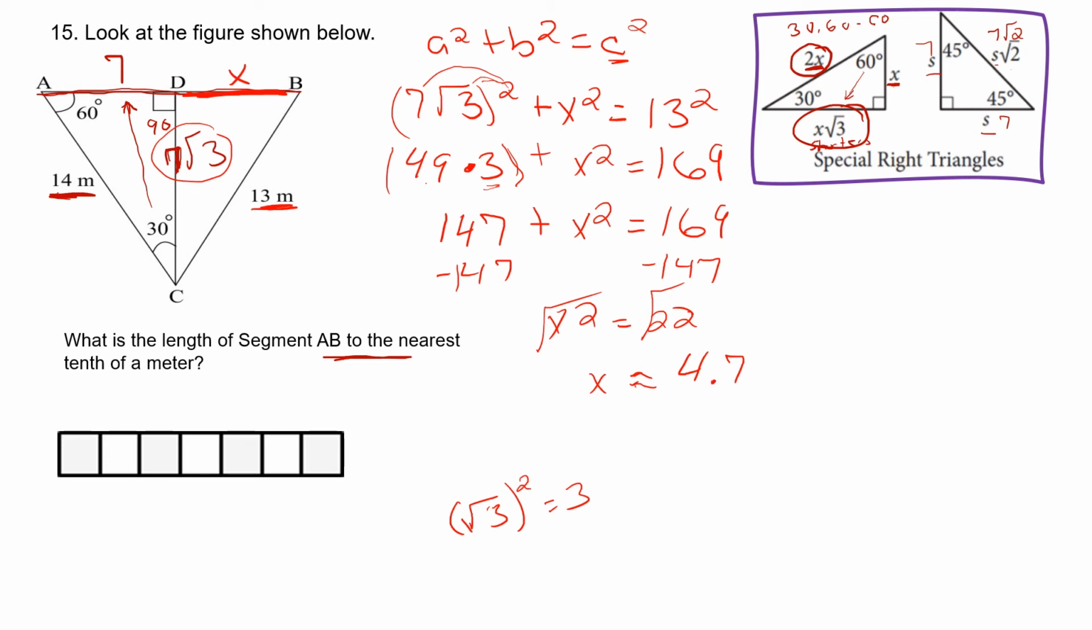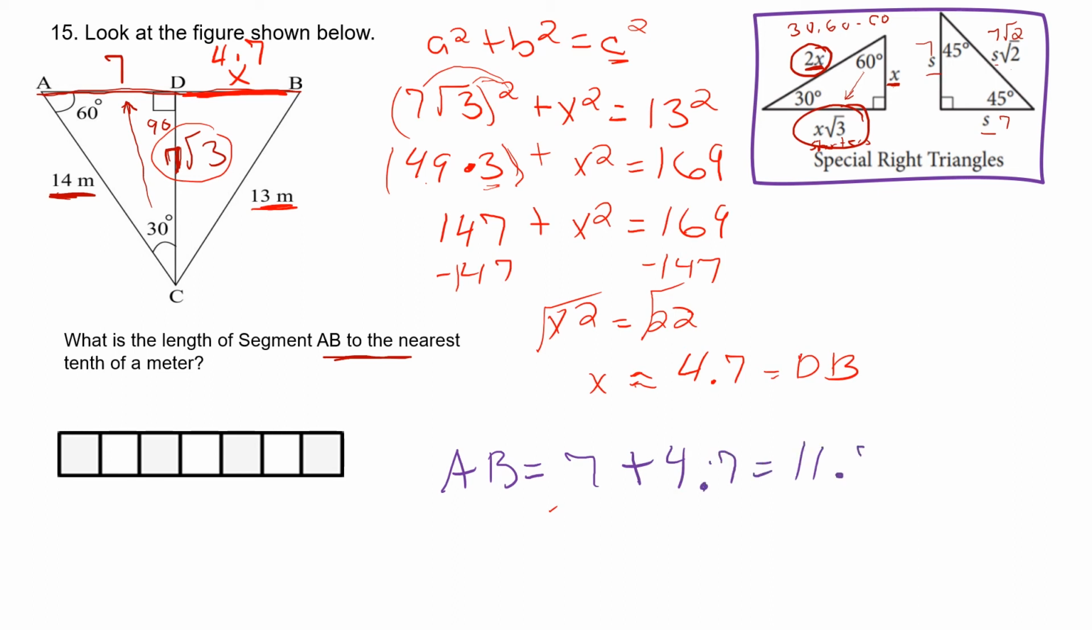And so the length of DB is 4.7, which is here. So to find AB, I just simply add 7 plus 4.7. So AB is equal to 7 plus 4.7. That is equal to 11.7.